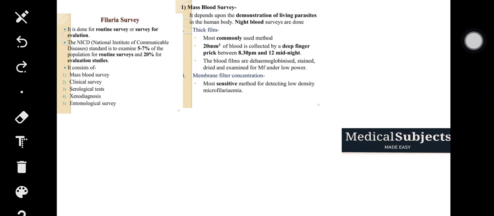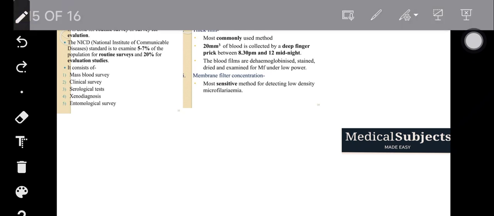So the blood films are dehemoglobinised, that is, hemoglobin is removed, stained, dried, and examined for microfilaria under low power. Microfilaria can be seen under the microscope in a thick smear. Remember that it is a thick smear and not a thin smear. So you can see this thick smear. 20 cubic millimeter of blood is taken.